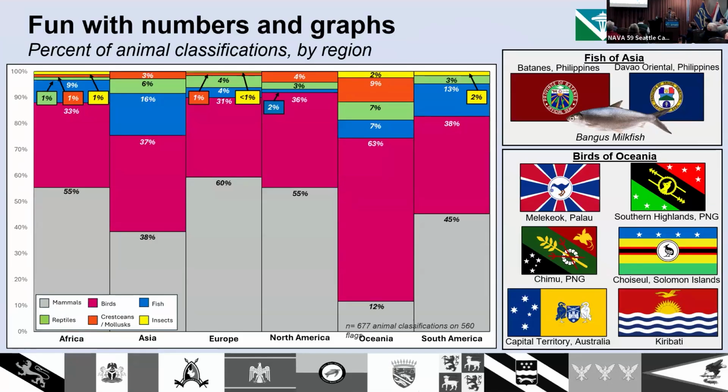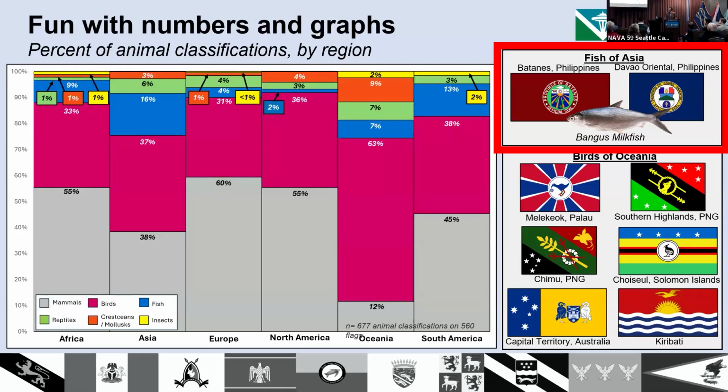First, with Asia, they have the highest proportion of fish on any flag in the world. So Asian flags are more likely to have fish on them, which again, intuitively makes a little bit of sense. Specifically on the upper left here, the fish of Asia, the Bangus milkfish is very common. It actually shows up on 18 of the 23 provincial flags of the Philippines. It's important because it's a major fishery product of the Philippines, but also it's also a national symbol. It's the unofficial national fish of the Philippines.